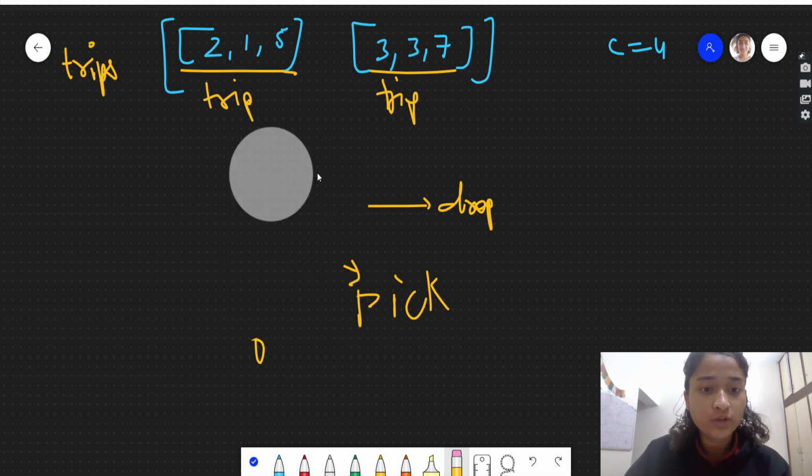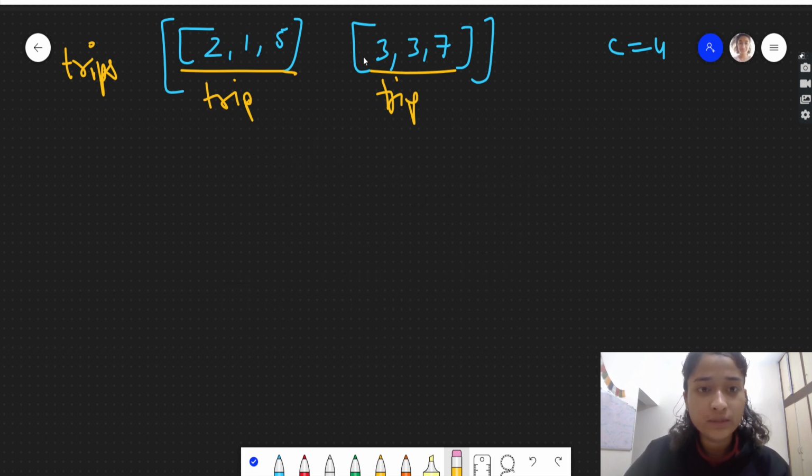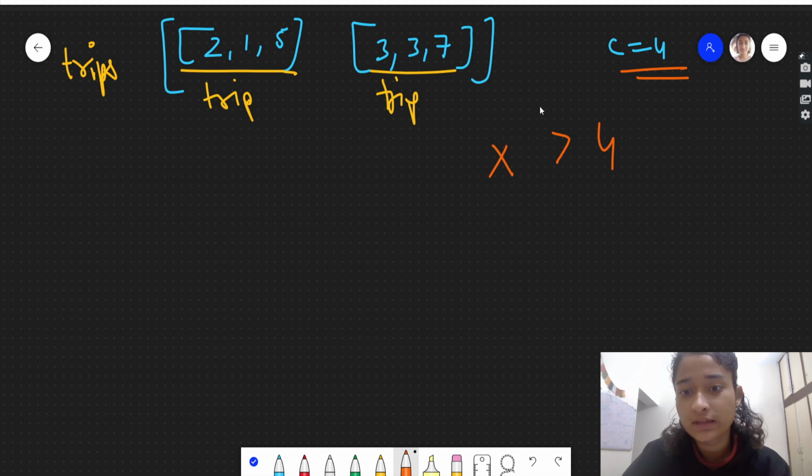Now we need to tell whether we will be able to pick up all the passengers and drop all the passengers, whether that is possible or not. And we are given the capacity of the car, so we cannot have more than 4 passengers. We can only have 4 passengers or fewer at any point of time. Now let's see how we can approach it.